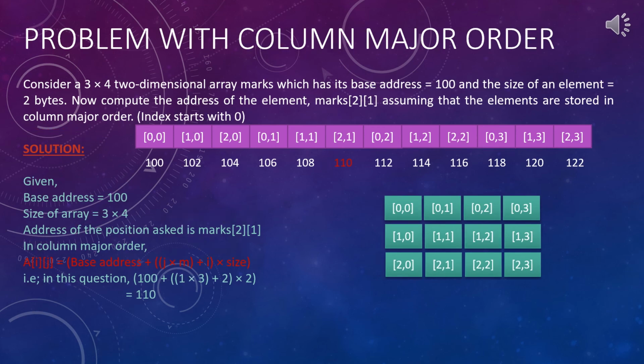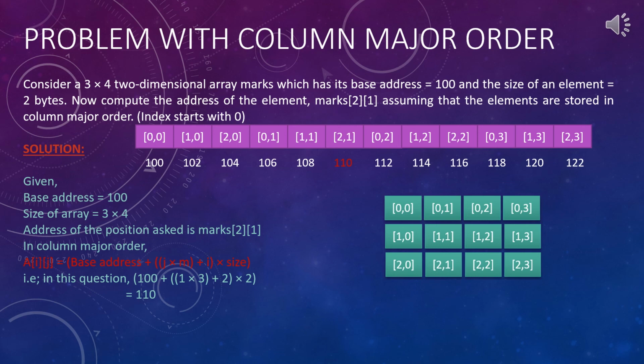Now let us try to solve the same problem, but when the elements of the array are stored in column major order. That is first 0,0, then 1,0, then 2,0, then 0,1, 1,1, 2,1, 0,2, 1,2, 2,2, then 0,3, 1,3, 2,3, and the addresses are also given in the figure. Now we are asking for the address of position 2,1, and according to the figure, we can see that it is going to be 110.